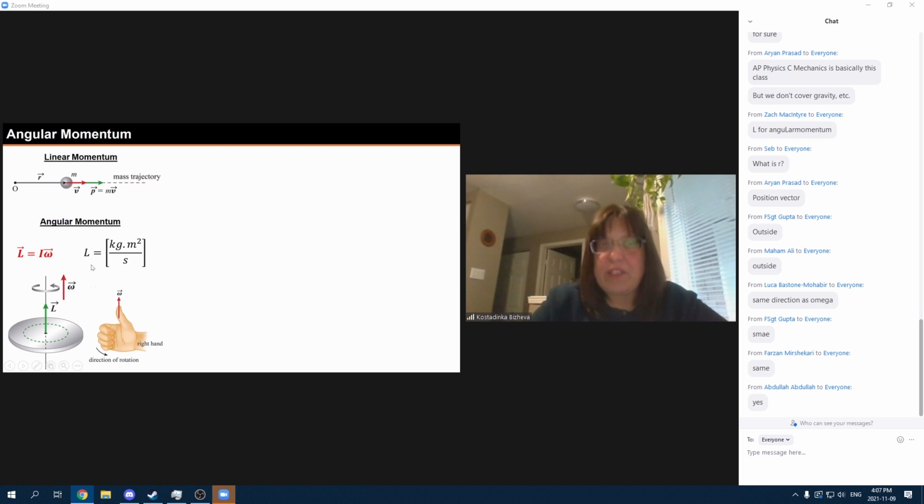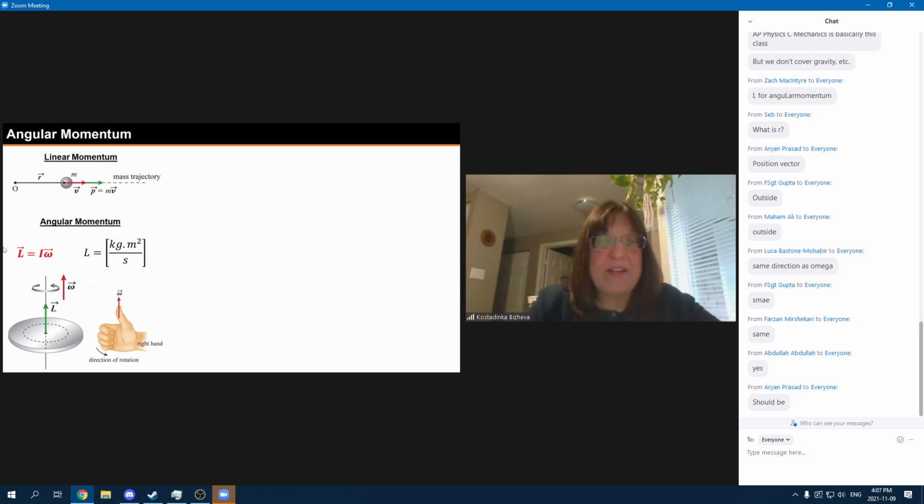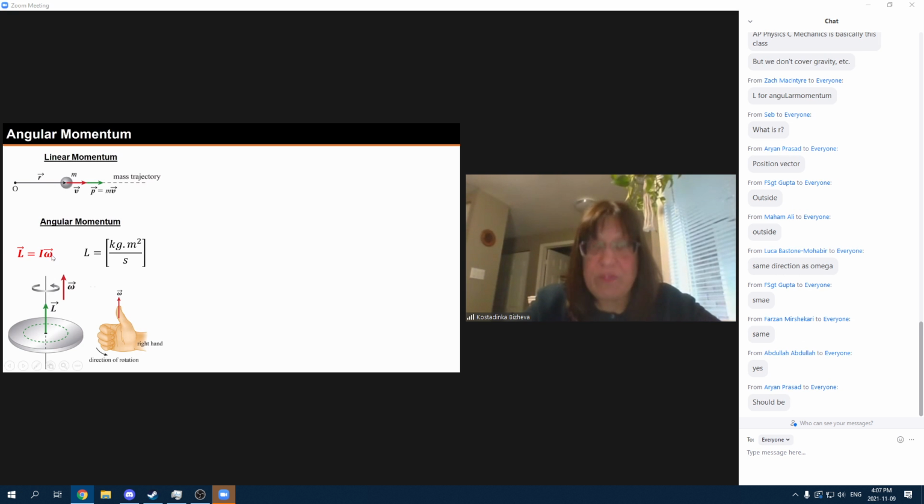Now, the units for the angular momentum are kilogram times meter squared, divided by seconds, right? Because we know that the moment of inertia is kilogram times meter squared. Is that correct? It is correct, yes? Because omega is going to be 1 radian over second, but the radians can be skipped and we can use 1 over second.